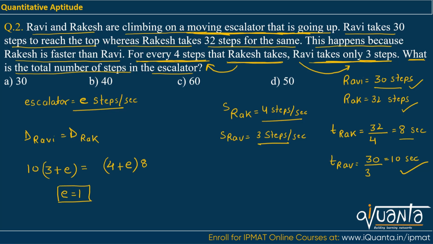So now we have the value of E. We can easily find out the number of steps, or the distance covered by both of them. It would be given by any of these two. That means 10 into (3 plus E), where E is 1, so 40. There are 40 steps in the escalator. So the correct answer to this would be option B. I hope you have understood how to tackle these questions.